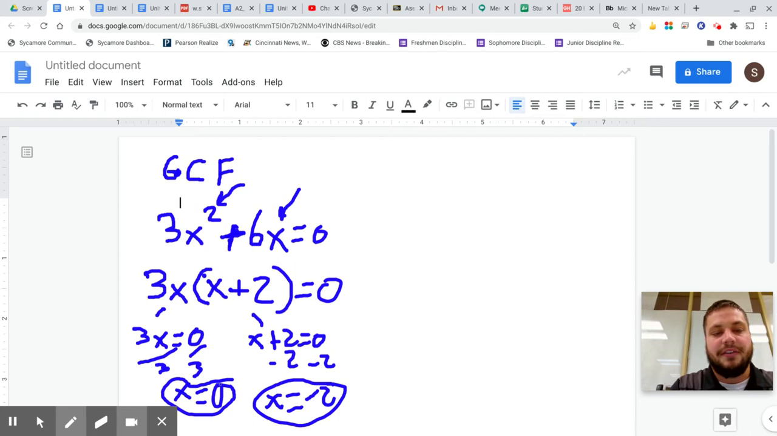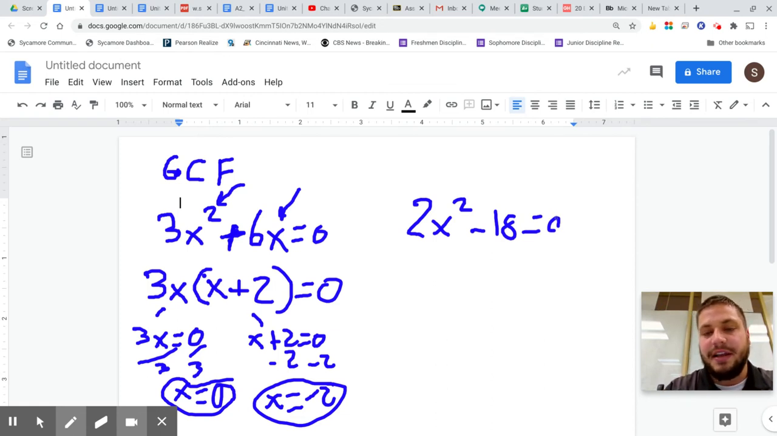Now, your factors, especially your GCF, doesn't always have to have a letter in front. So now we can try one like this. How about 2x squared minus 18 equals 0? Okay, if I was going to solve this one by factoring, again, I would look for the GCF, the greatest common factor. The largest number that divides 2 and also 18 is 2.